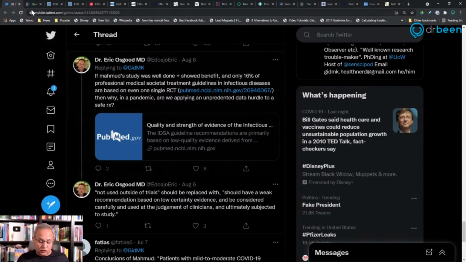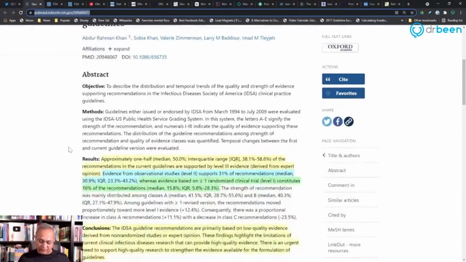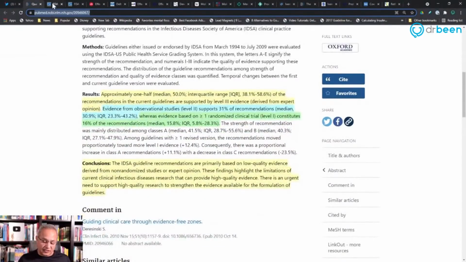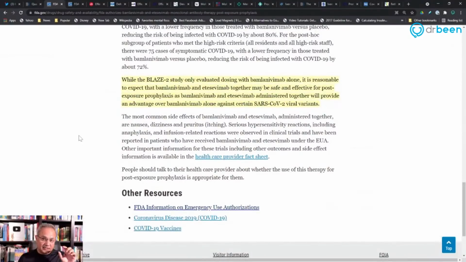I have the link to this tweet. Then this is the link that Dr. Osgood was referencing. I would reference this in the discussion too. Then here is an FDA's excerpt for a study, and I'll go over this.